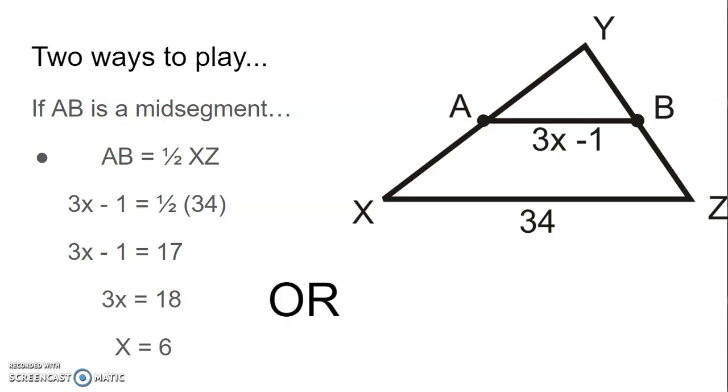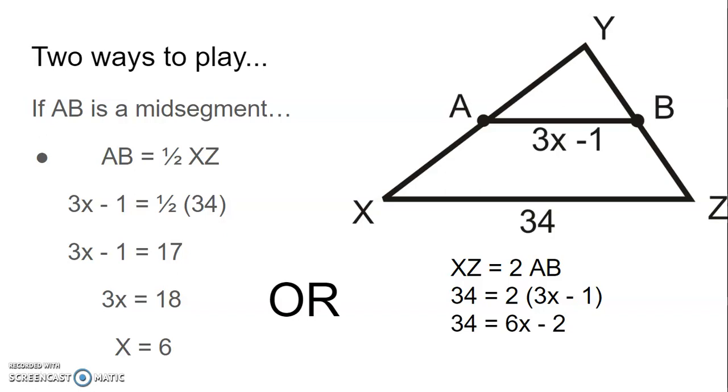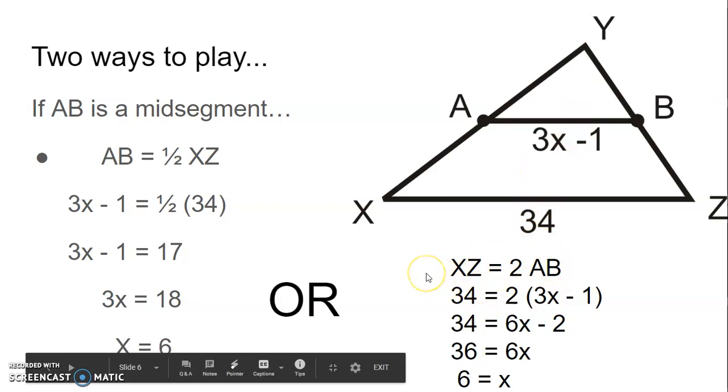However, there is another way of thinking about this problem. If AB is half of XZ, then isn't XZ twice AB? Sometimes this is a more useful way of thinking about the midsegment. In this situation, if XZ is twice AB, then I can plug in and say that 34 equals twice 3x minus 1. Similarly, with algebra and the distributive property, you'll end up with the same solution. However, oftentimes using this doubling will get rid of fractions that we're not used to.